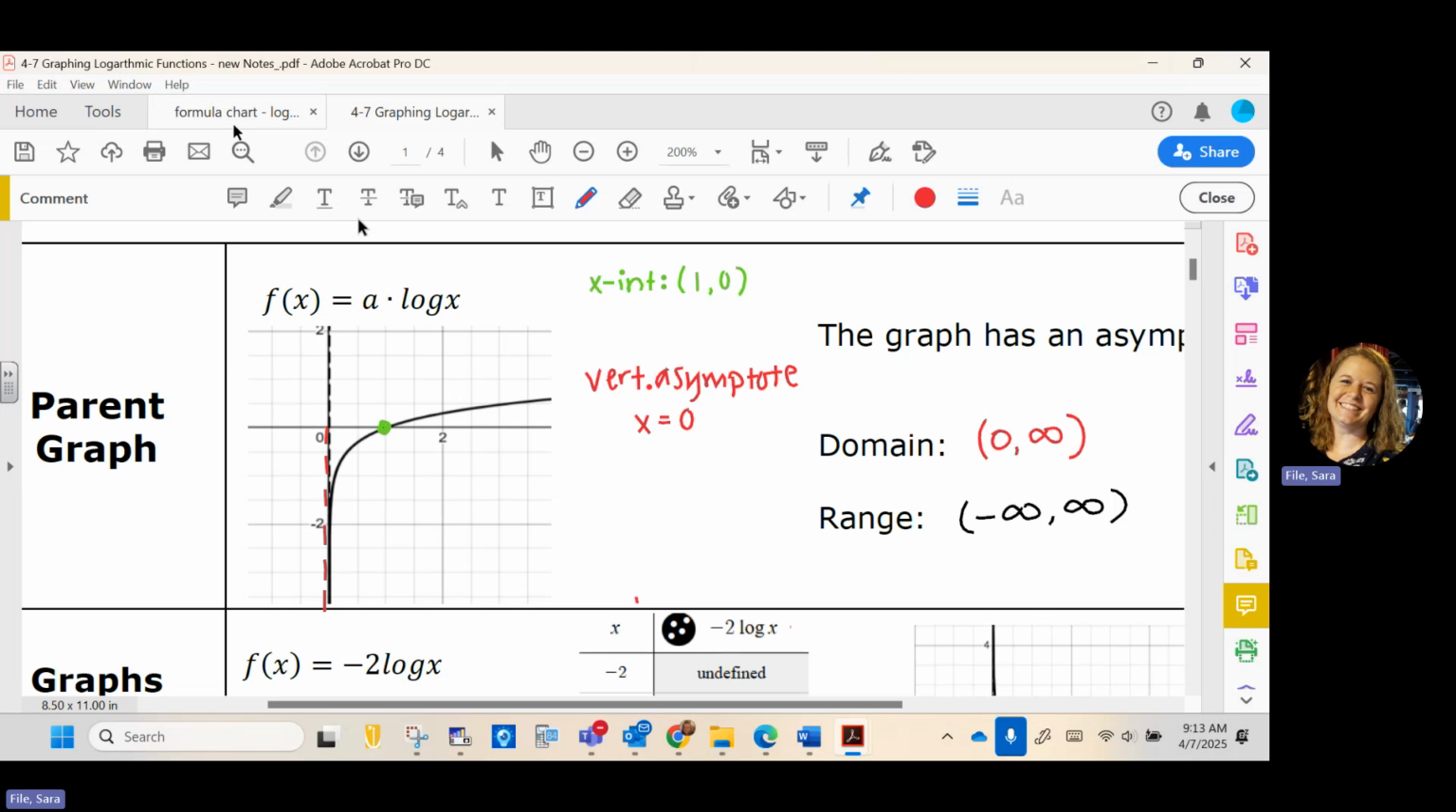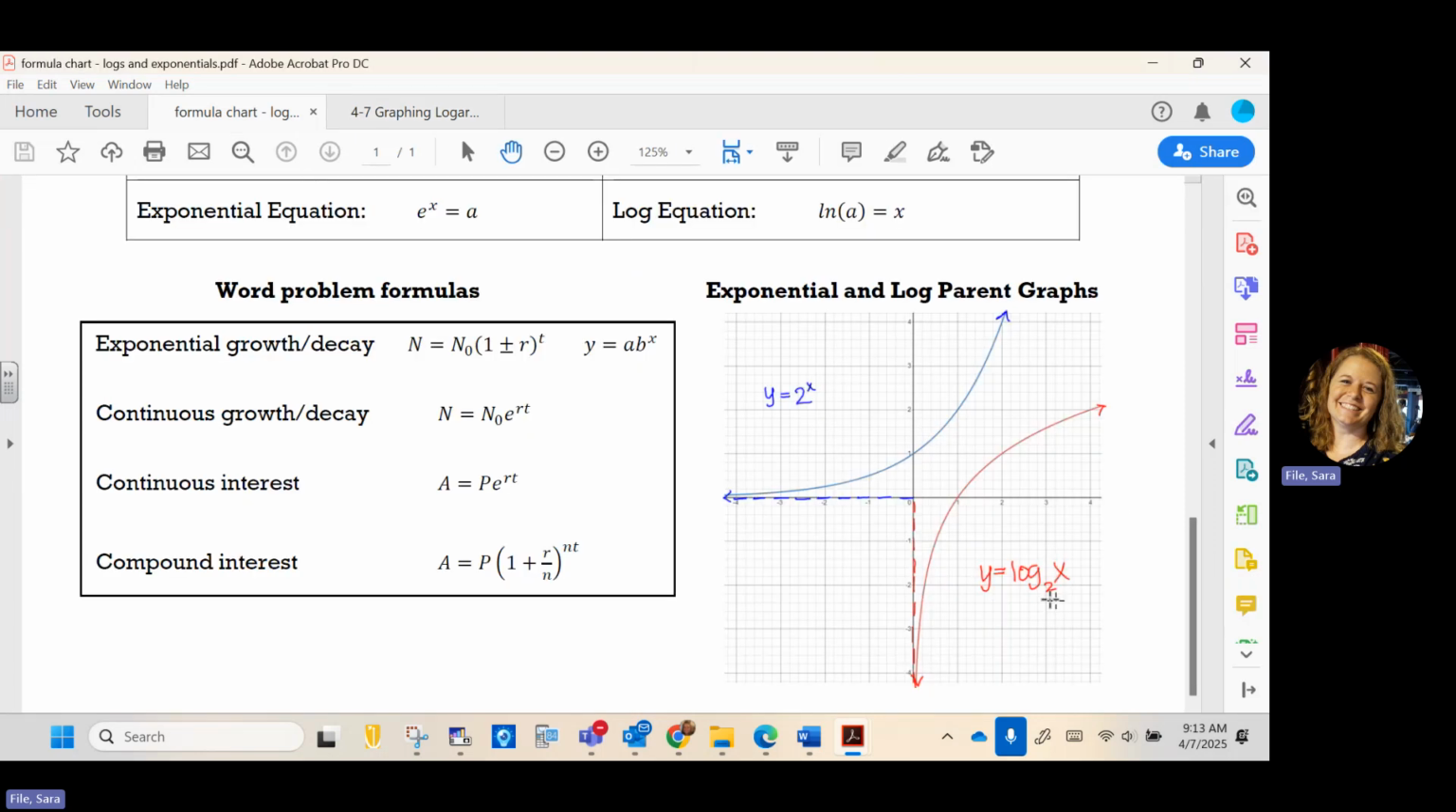Okay, what I showed you on our formula chart, I used a log base 2 that also had an x-intercept at 1. Remember how we said anything to the power of 0 was 1? So the exponential y-intercept was always at 1? Okay, it's the same concept in reverse. The log of, it doesn't matter what your base is, if you're inputting a 1, it's going to be 0. So you can see that.